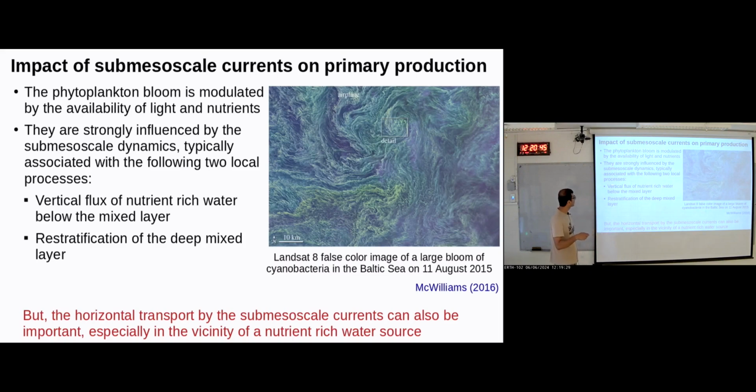One is the vertical flux of nutrient-rich water below the mixed layer by the submersible scale currents, and the restratification of the mixed layer by these currents. However, in this presentation, I will show that horizontal stirring of the nutrient-rich water by the submersible scale currents can also affect the primary production in a region, especially in a nutrient deficient region such as the Eastern Mediterranean.